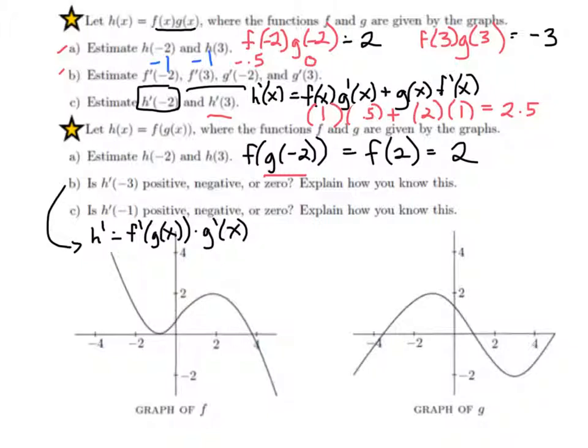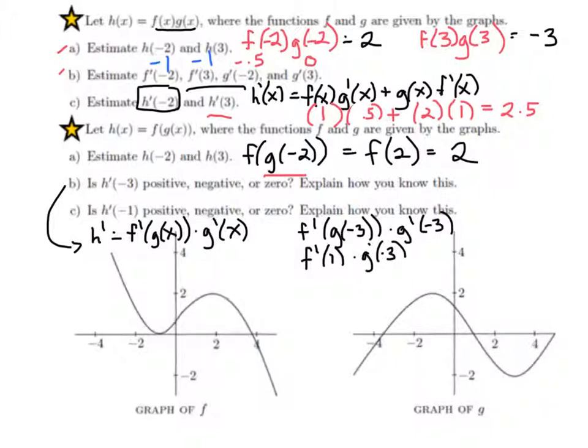So it says, is h prime of negative 3 positive or negative? Well, let's figure out f prime of g of negative 3 multiplied by g prime of negative 3. Okay, so g of negative 3 to me looks like about 1. So let's replace. We've got f prime of 1 multiplied by g prime of negative 3.